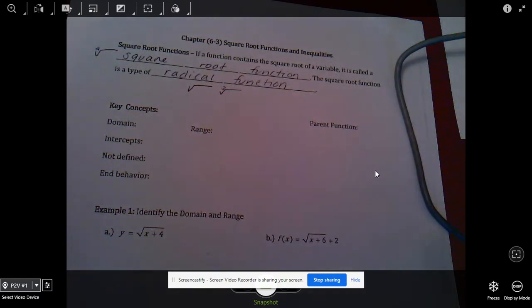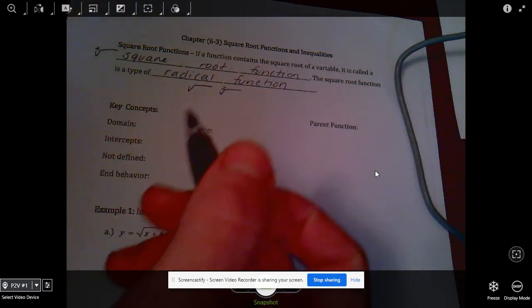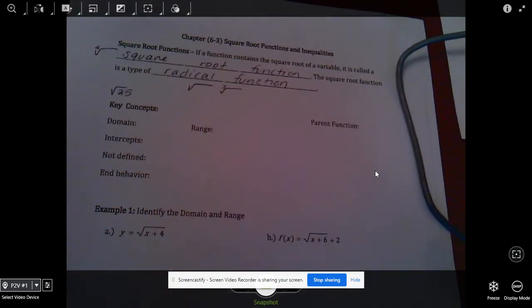We have been used to having polynomial functions where our domain is all real numbers. If I put any number into my function, it usually will give me a result. With square roots, though, you can't do that. So think about that logically. If I had the square root of 25, if I put a positive number in there, 25, I end up with 5. I get a result.